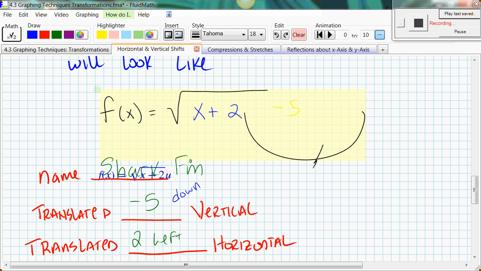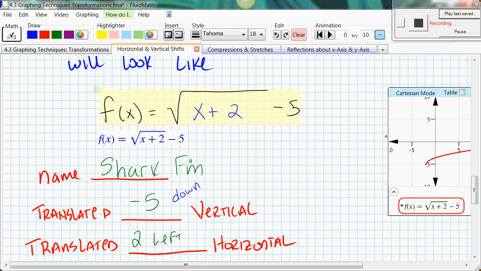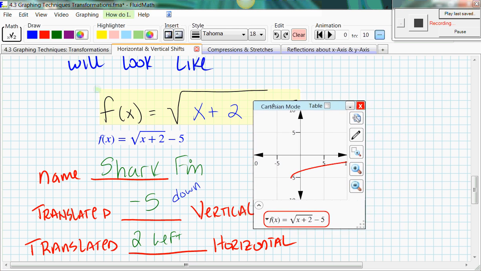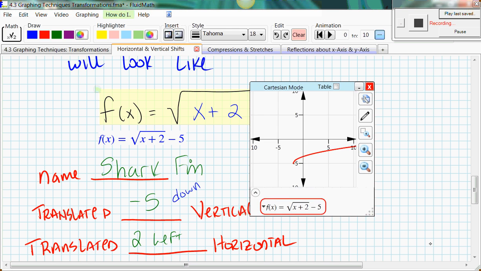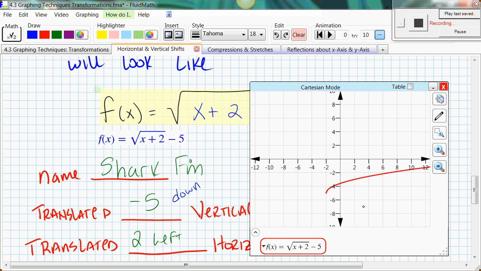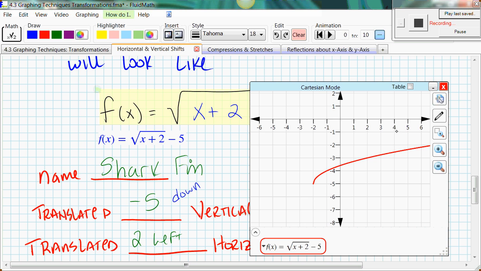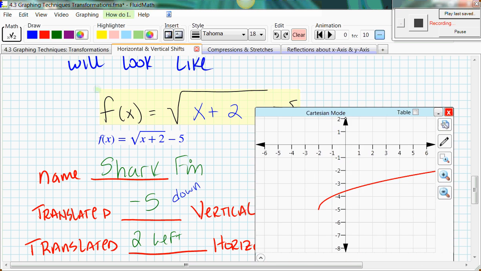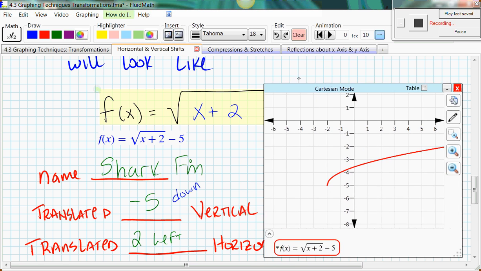Let me try that again. There we go. Let me bring this over here and zoom in. We can see that indeed this graph has been moved 2 units to the left, even though it says positive 2, and 5 units down for the negative 5.